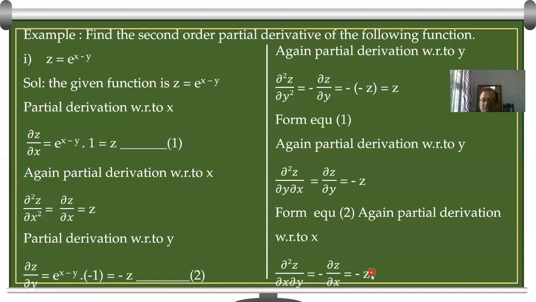Now, observe here, both values are the same. The ∂²z/∂y∂x value and the ∂²z/∂x∂y value are both equal to minus z. Both values are the same, minus z. Therefore, always these two values are equal.